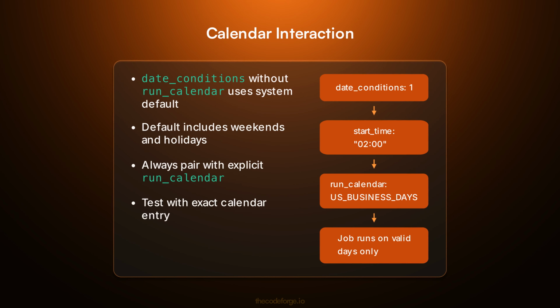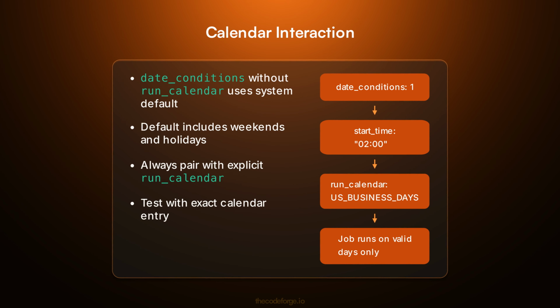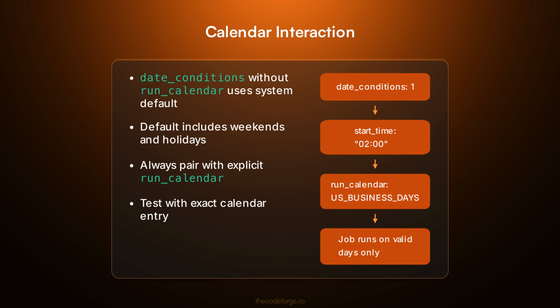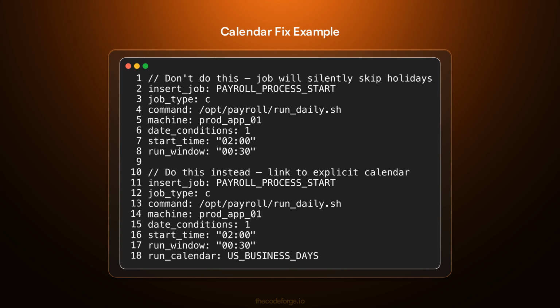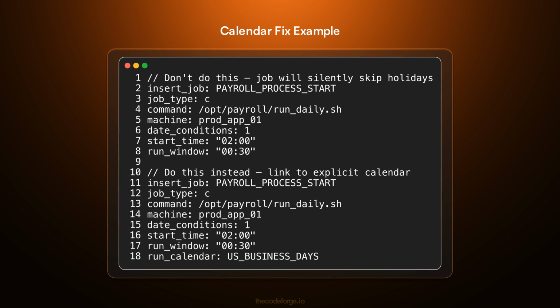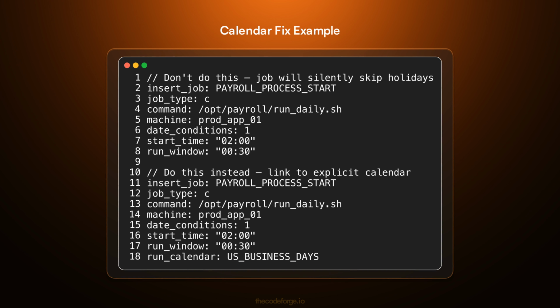A common mistake: setting date conditions to 1 without a run calendar. AutoSys uses the system default calendar, which includes weekends and holidays. Your first-of-month job might run on January 1st. The first job has no run calendar. It runs on any day the system clock matches. The second explicitly links to US Business DAYS, so it skips holidays. Always add an explicit calendar.